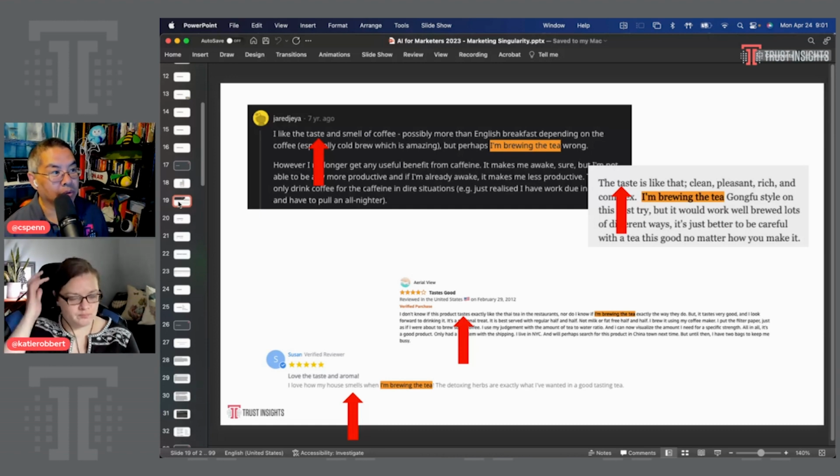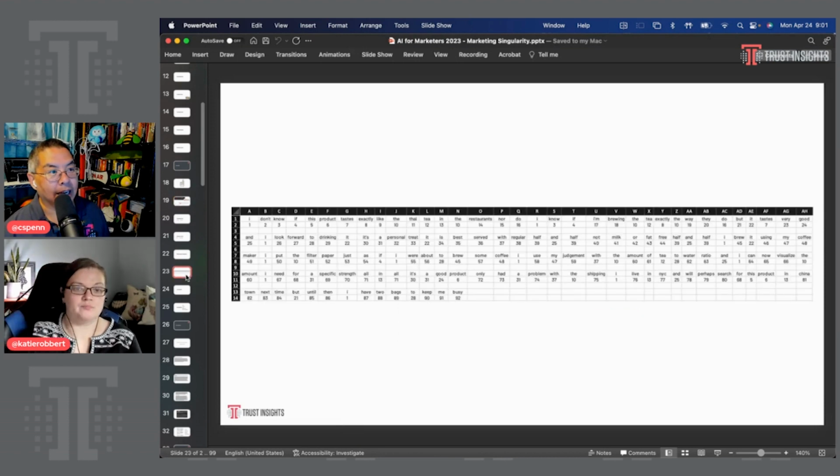And so what the computer is doing behind the scenes is it's taking those reviews and assigning the numbers and then looking at the probability that one word is going to be next to the next word, right? So the tea is a term that co-occurs a lot, right? The probability of those two words occurring next to each other in these reviews is very, very high. I'm brewing the tea is a phrase that occurs a lot.